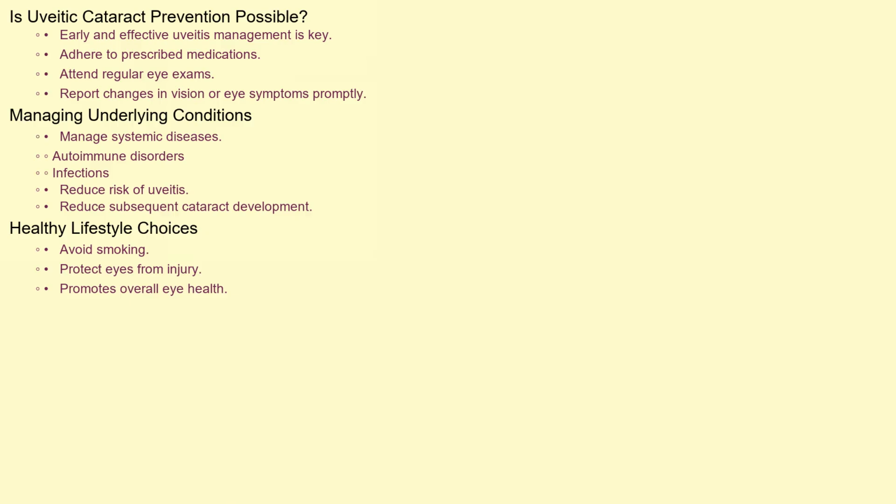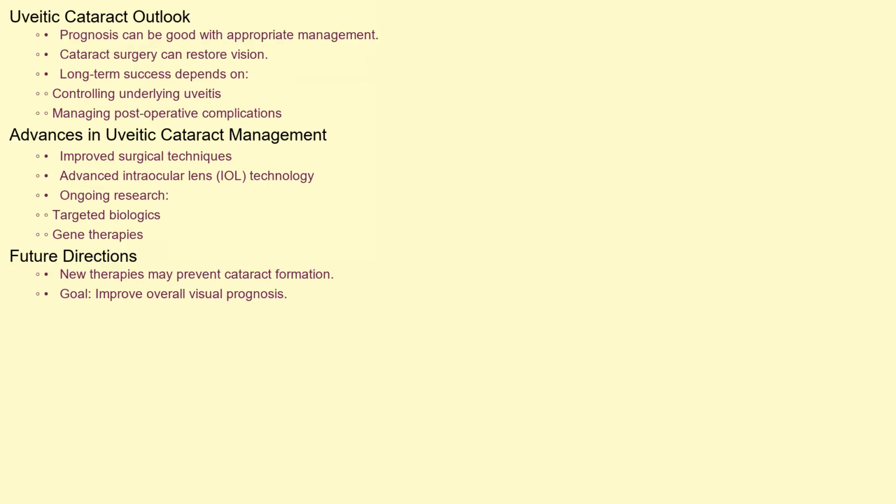Is prevention possible? While it may not always be possible to prevent uveitic cataracts entirely, early and effective management of uveitis is key. This includes adhering to prescribed medications, attending regular eye exams, and promptly reporting any changes in vision or eye symptoms. Managing underlying systemic diseases, such as autoimmune disorders or infections, can also help reduce the risk of uveitis and subsequent cataract development. Healthy lifestyle choices, such as avoiding smoking and protecting your eyes from injury, also play a role in overall eye health.